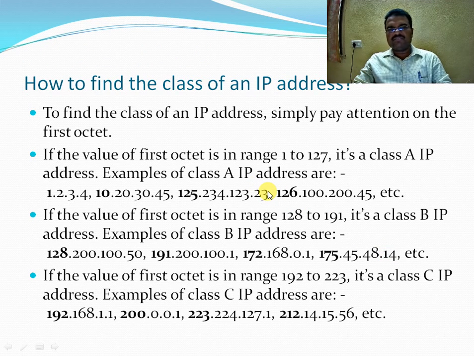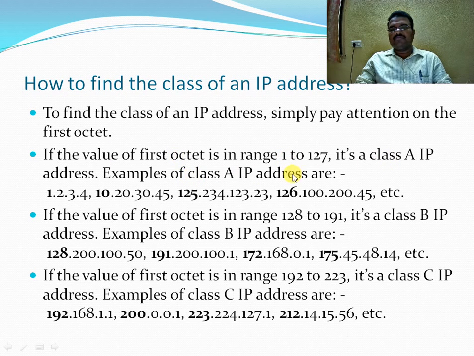So here we have seen 5 classes of addresses: class A, class B, class C, class D, and class E. How do we find that a particular address belongs to a particular class? By seeing any address, we can say which class it belongs to. To find the class of an IP address, simply pay attention to the first octet. If the value of the first octet is in the range 1 to 127, it's a class A IP address.